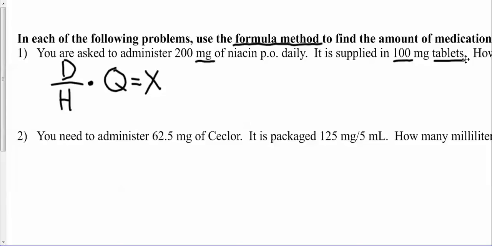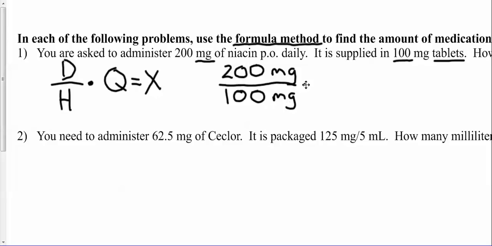So what is ordered, or what is desired, is 200 milligrams. We divide that by what we have on hand, or how it's supplied. It's supplied in 100 milligrams per every 1 tablet. So the quantity will be 1 tablet. Now the quantity is not our answer, but that's the quantity of tablets we need to get 100 milligrams, which is our supply.